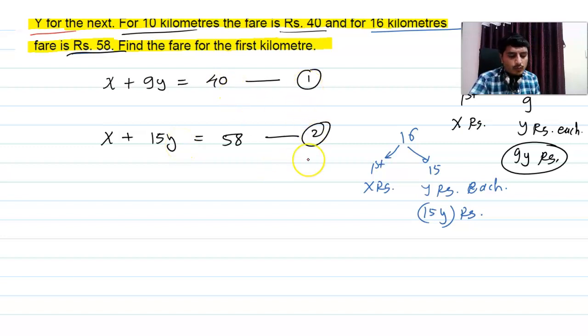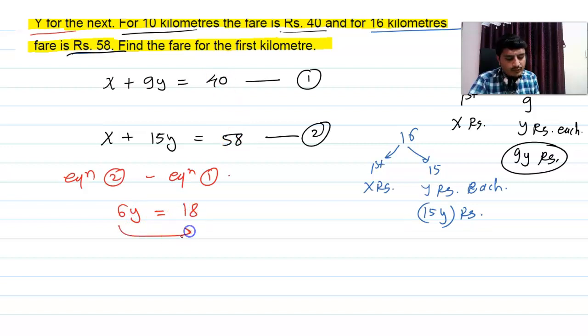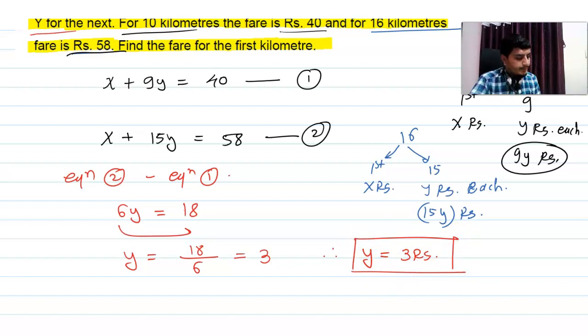After equations 1 and 2, both have the same coefficient of variable x, that is 1 and 1. Both have the same sign, plus and plus, so we have to subtract equation 1 from equation 2. That means I am writing equation 2 minus equation 1. x minus x is 0, cancelled. 15 minus 9 gives 6y, equals 58 minus 40, which is 18. Once we shift the 6 from LHS to RHS, the value of y becomes 18 divided by 6, that is 3. So we have to pay rupees 3 for each kilometer after the first kilometer.